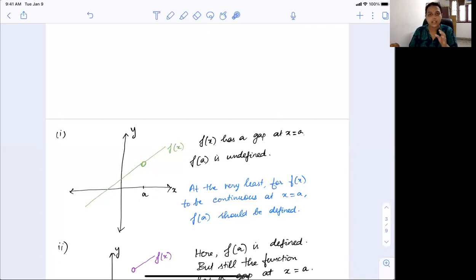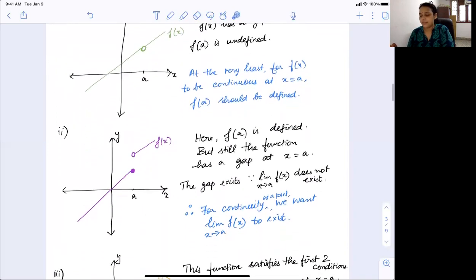So one of the conditions that we require for a continuous function is that for a particular input value, the function is defined at that value. Or in other words, for an input A, f of A should be defined. And that's one of the first conditions we need to have in place for continuity.